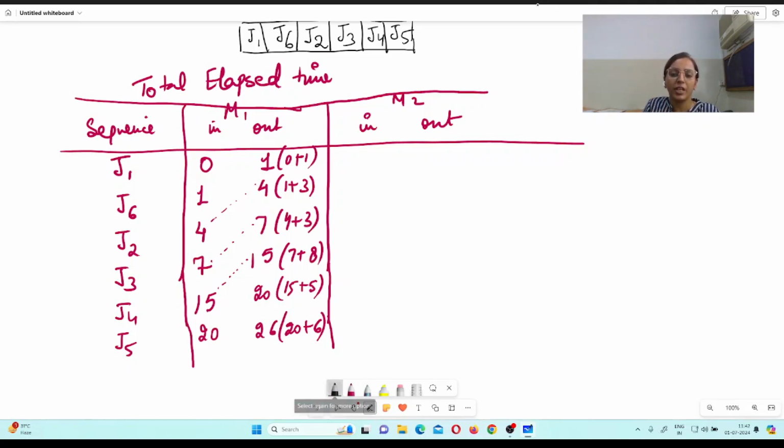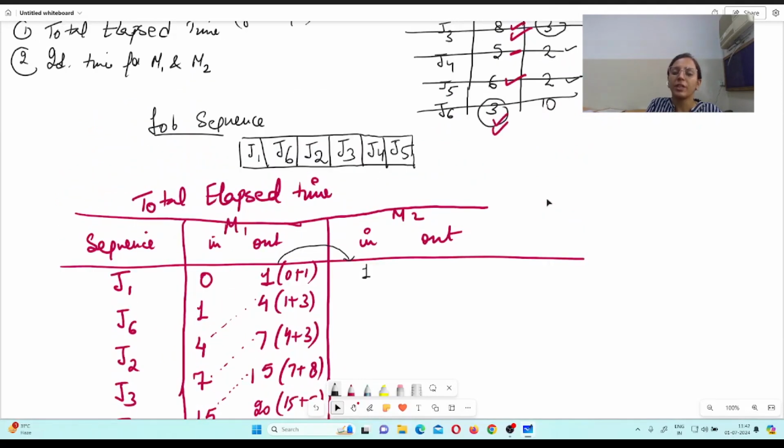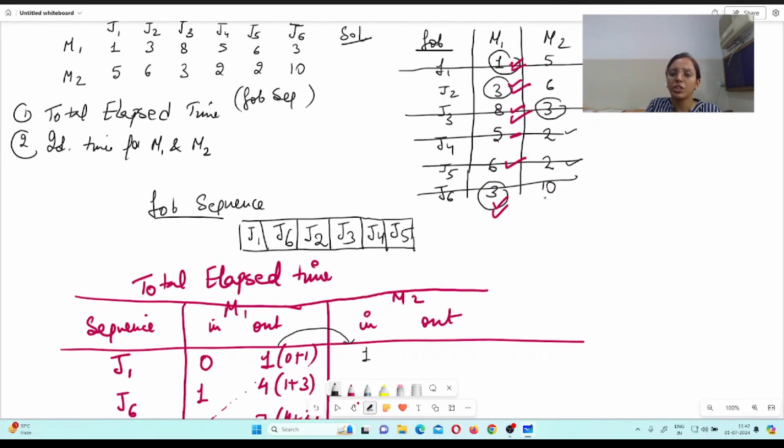As we have seen over here, the machine 2 will start only once the machine 1 work for the J1 is completed. So write it over here as 1. Yes, definitely they have to remain idle for 1 minute. Right. Now find out the J1 for machine 2 processing time. J1 is taking how much time for machine 2? That is 5 minutes. So 1 plus 5, that will be 6. In bracket, you can write it 1 plus 5.